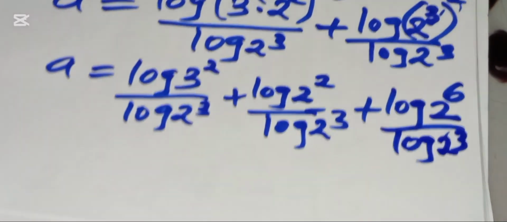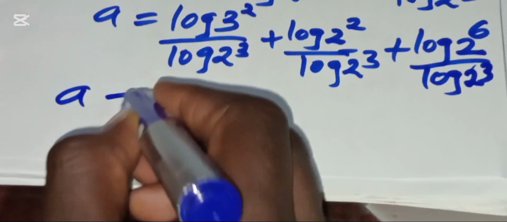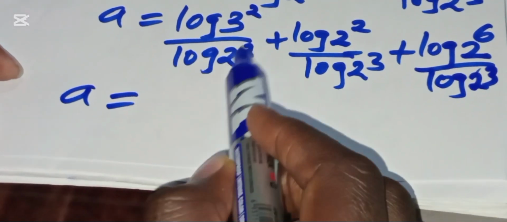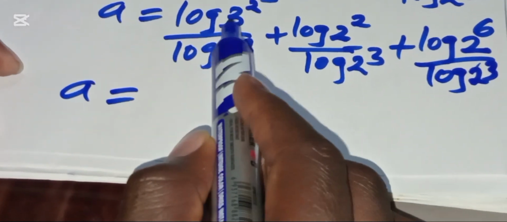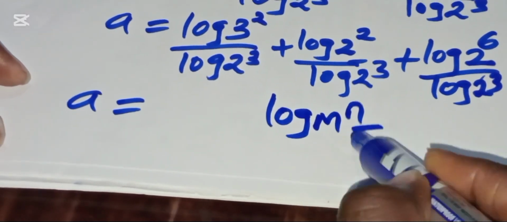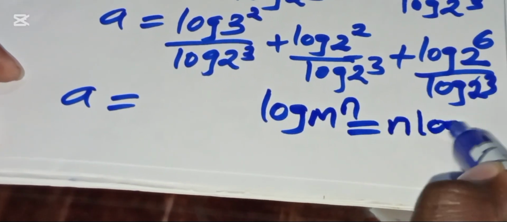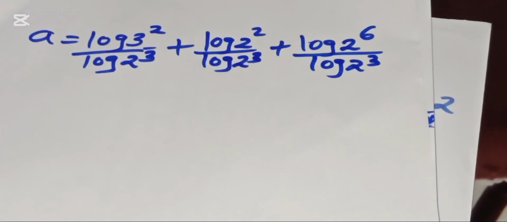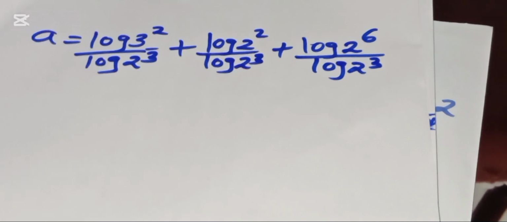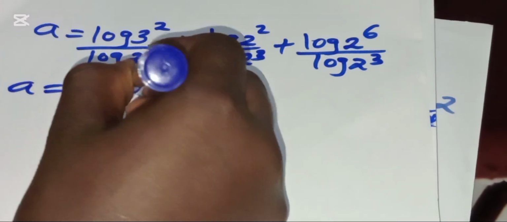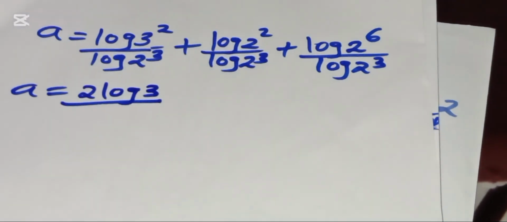Now from what we have here, a is equal to log 3 raised to power 2 divided by log 2 raised to power 3. We can write this applying the power rule property that states that if you have log m raised to power n, we can transform this as n log m. Now, applying the power rule property of logarithm, a becomes, we have log 3 raised to power 2, we can write this as 2 log 3 divided by log 2 raised to power 3.